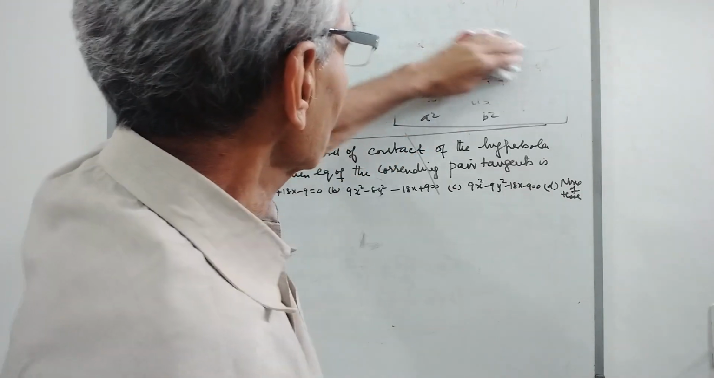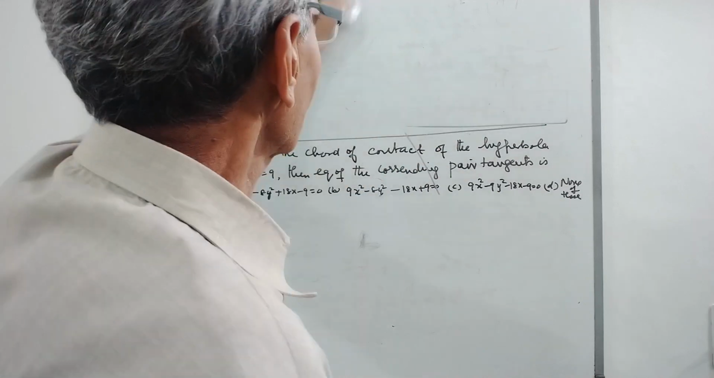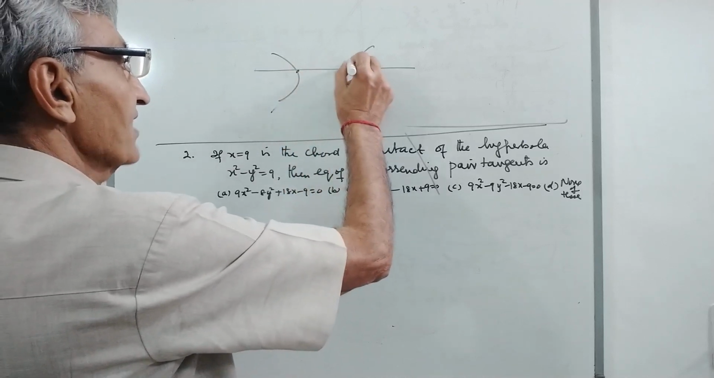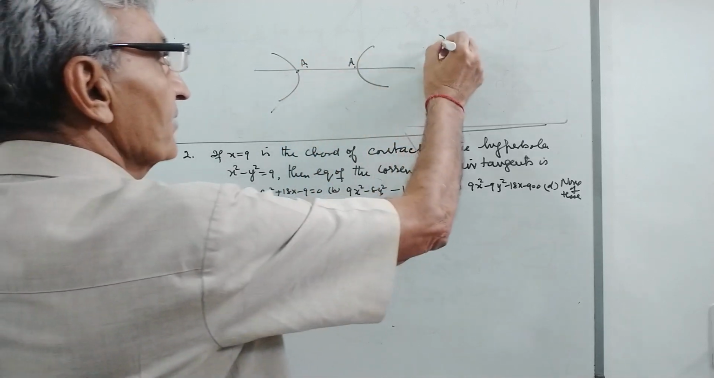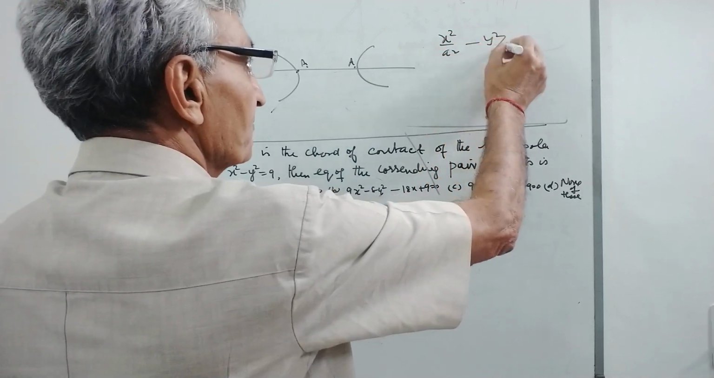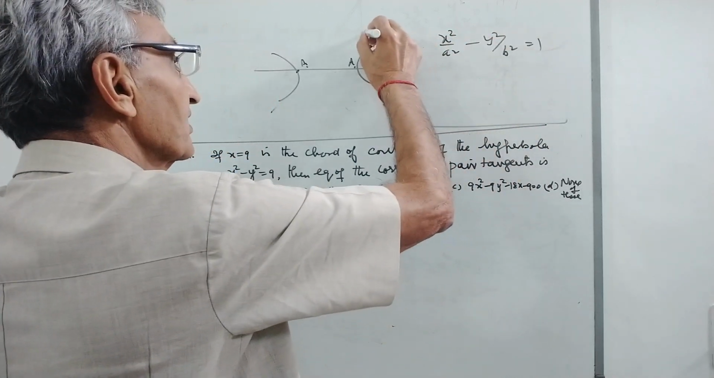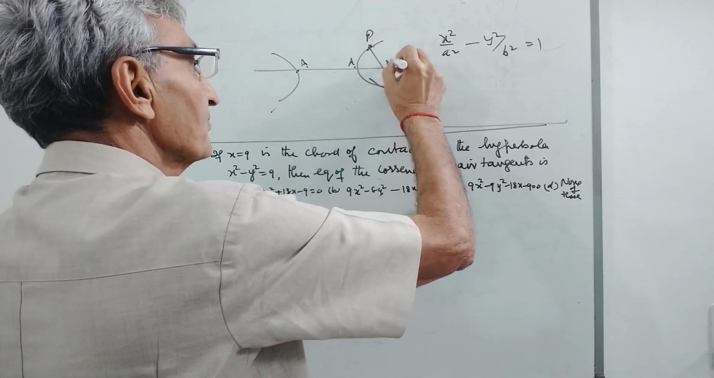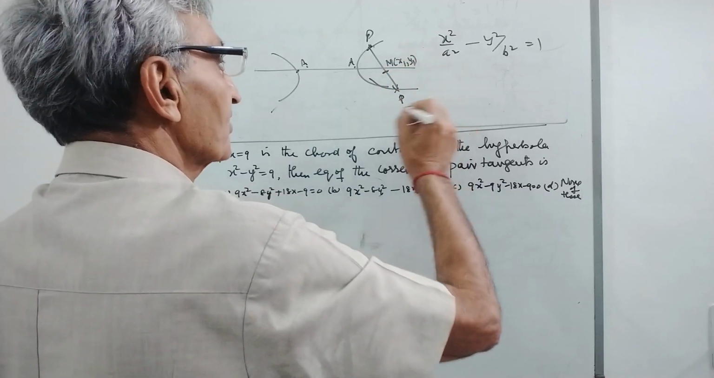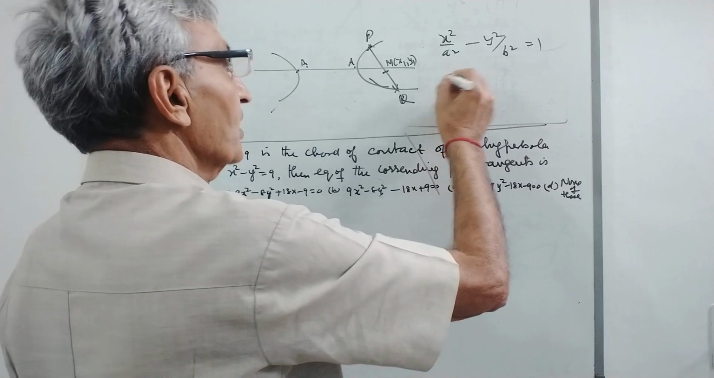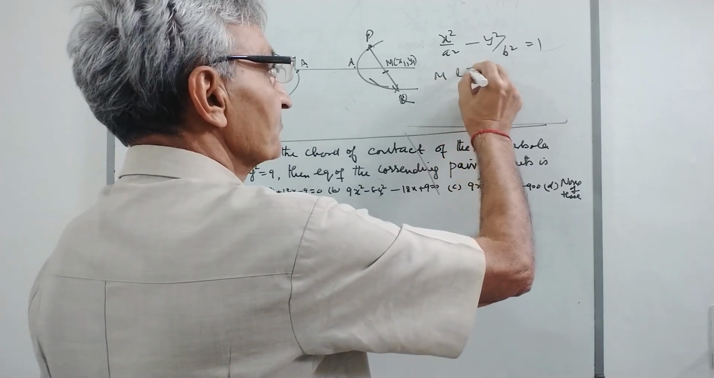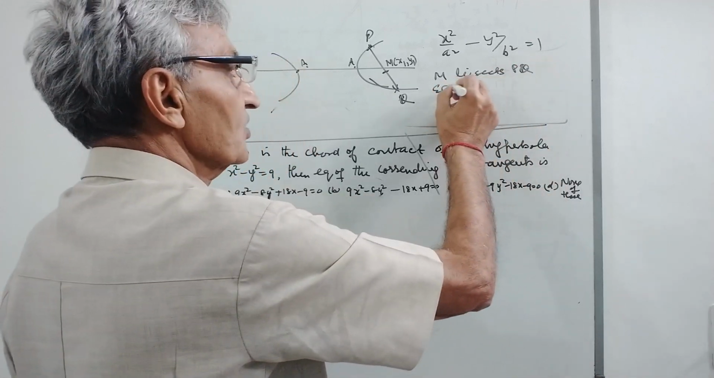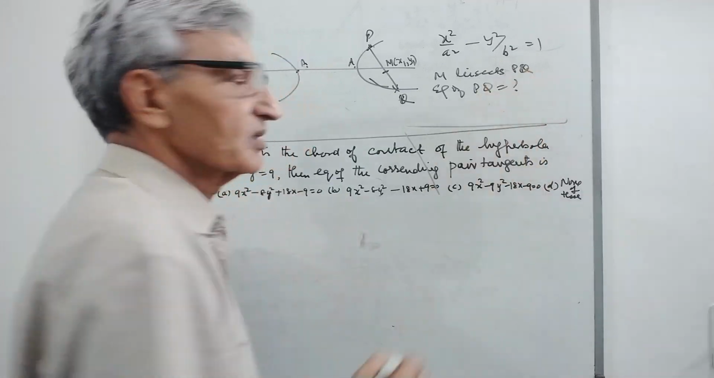Number two, now I want to say that a chord is given. Here is a hyperbola, with A and A dash. The hyperbola is x square upon a square minus y square upon b square is equal to 1. There is one point P and another point Q, and suppose M (x1, y1) is the midpoint of PQ. Then M bisects PQ. What is the equation of PQ?